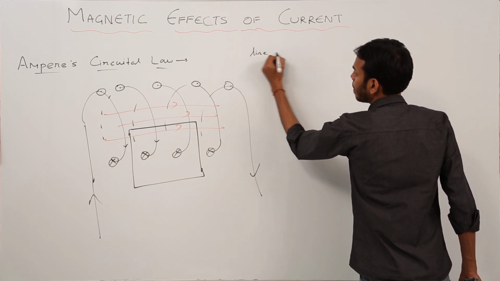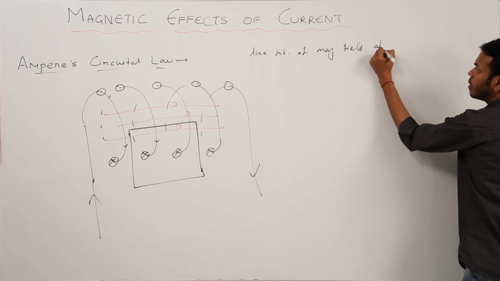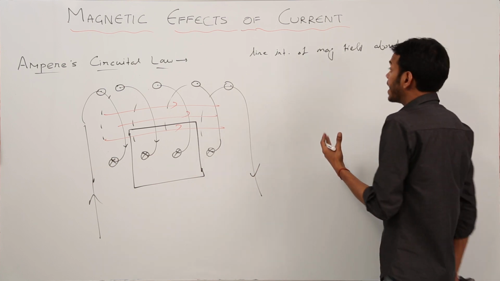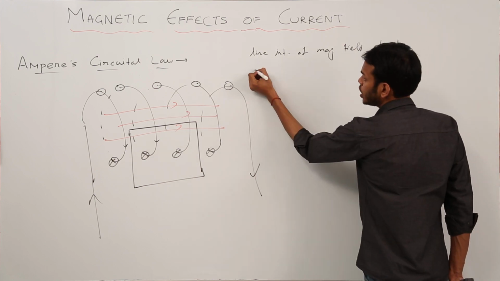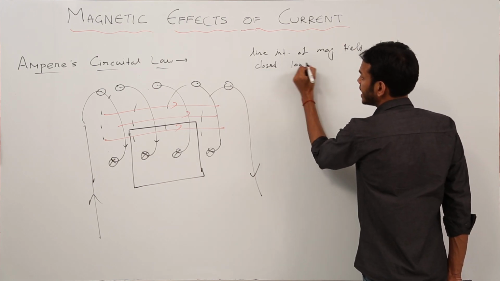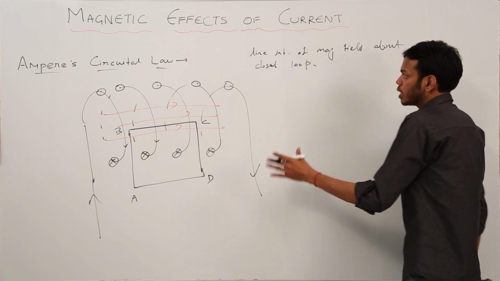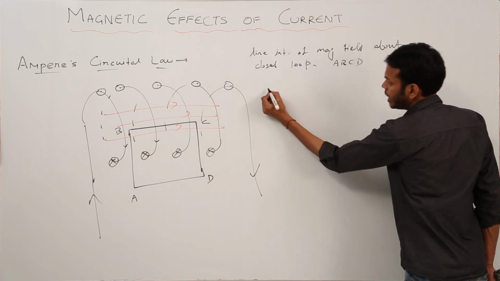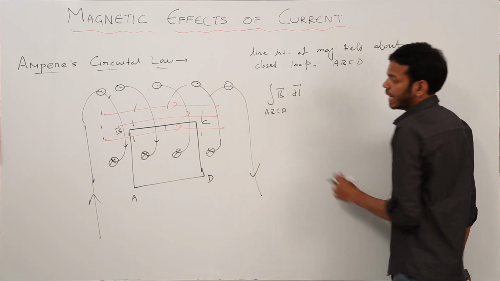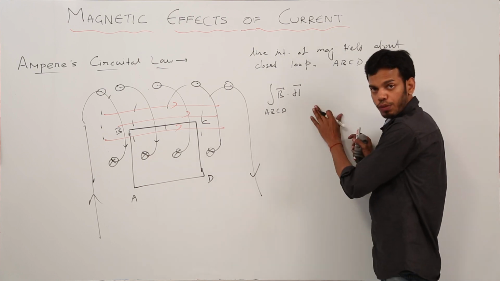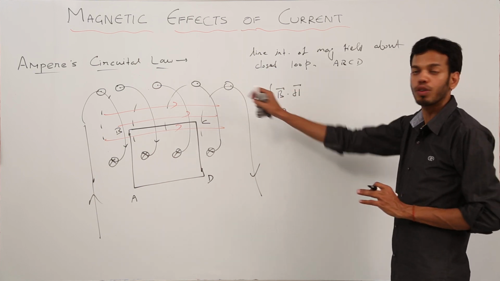Line integral of magnetic field about the closed loop. I have very bad handwriting, so keep on listening to what I am saying. Line integral of magnetic field about the closed loop. Let's name this loop A, B, C and D. About this closed loop A, B, C, D will be line integral B dot dl of A, B, C, D. Whatever the outcome of this expression will be, I'll be using that straight away and equating it with mu naught I. That is what Ampere circuital law has already given to us.